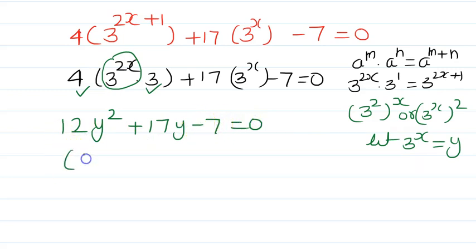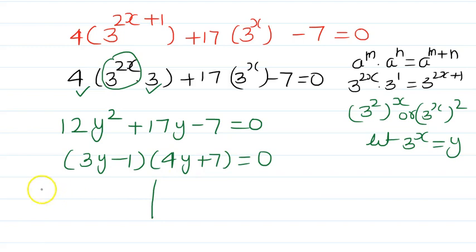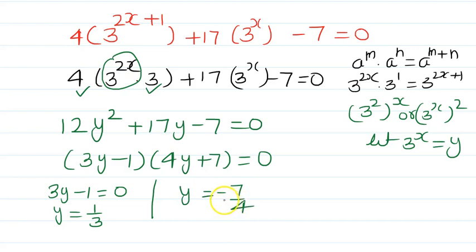Now if we factorize it, then we get 3y minus 1 and 4y plus 7 equal to 0. So let's draw a line here. So if 3y minus 1 equal to 0, it means y equal to 1 over 3, and here y equal to minus 7 over 4. These are the two values we got, yeah? But we need to find x. Answer is coming in y. So we need to convert it in the form of x now.